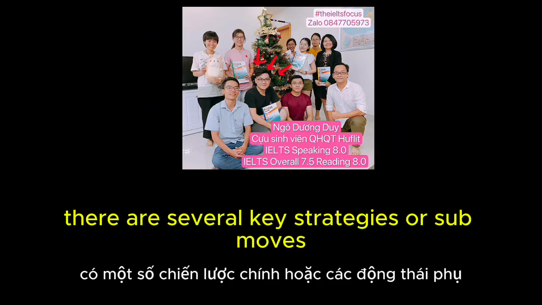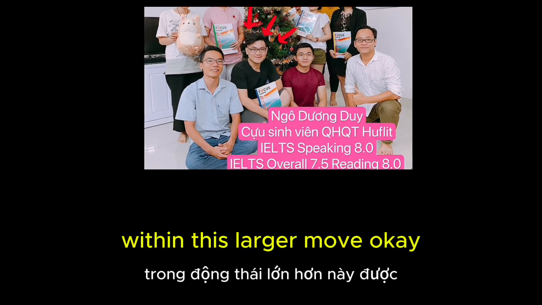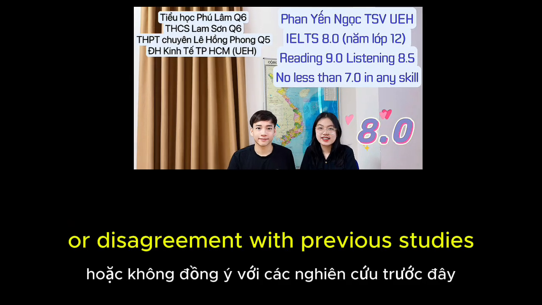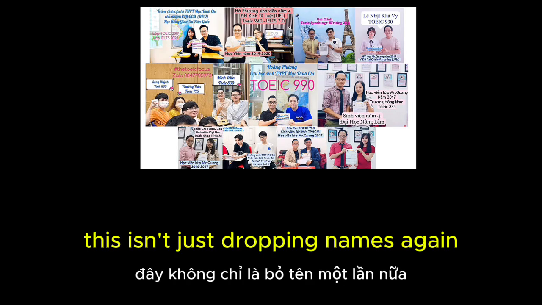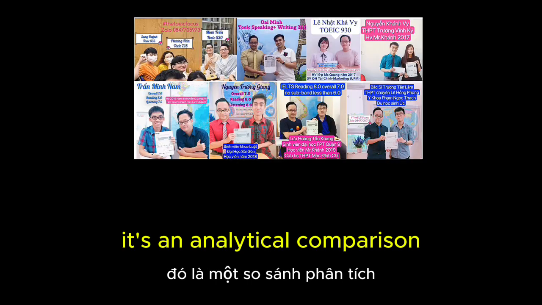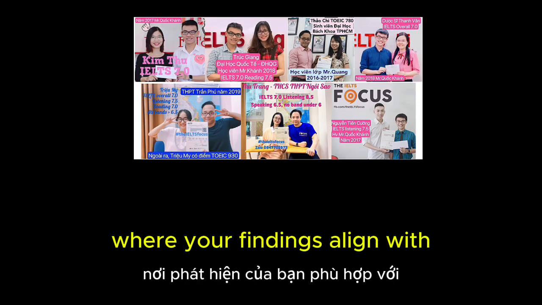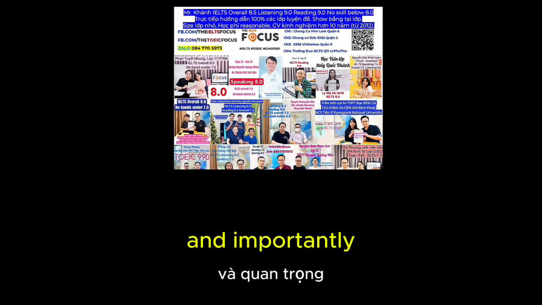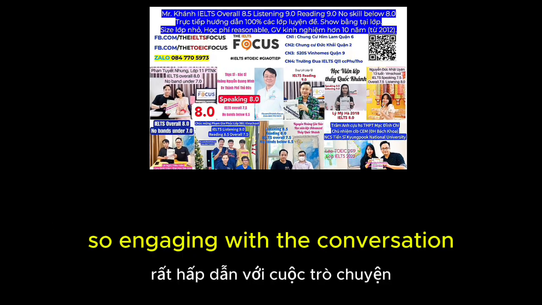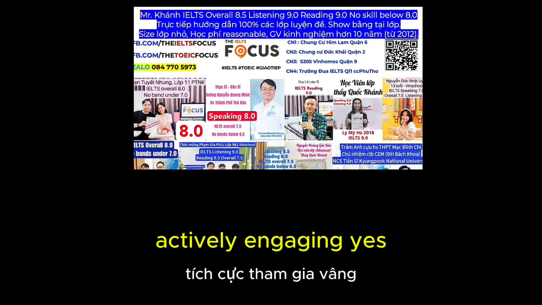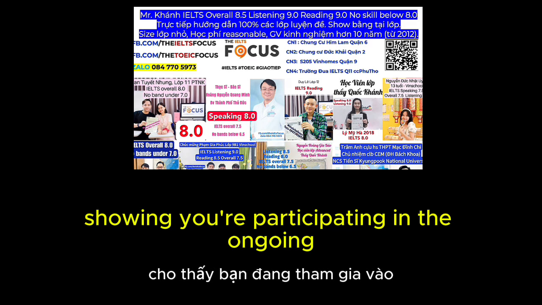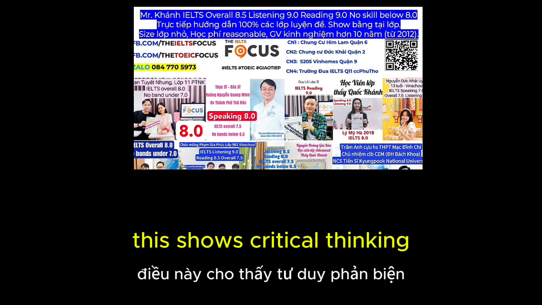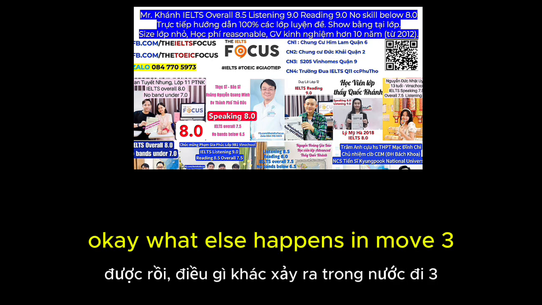There are several key strategies or sub-moves within this larger move. Okay, what are they? First, a really common and important one is citing agreement or disagreement with previous studies. This isn't just dropping names again, it's an analytical comparison. You highlight specifically where your findings align with or perhaps diverge from existing published literature, and importantly, you try to explain why that might be the case. So engaging with the conversation. Actively engaging, yes. Showing you're participating in the ongoing academic dialogue, not just presenting your results in a vacuum. This shows critical thinking. Okay, what else happens in Move 3?